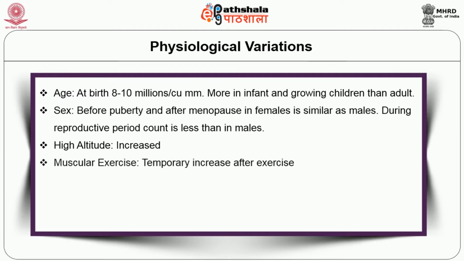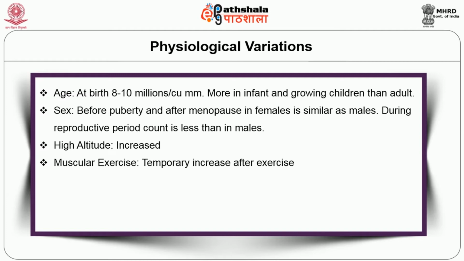Number 4 is muscular exercise. There is a temporary increase in RBC count after exercise. It is because of mild hypoxia and contraction of spleen. Spleen stores small quantity of blood and therefore it is called a reservoir of blood.